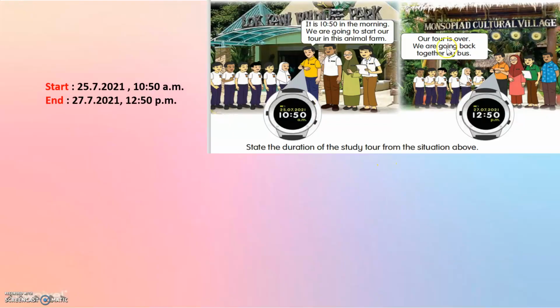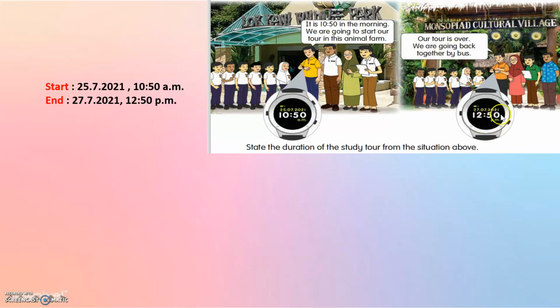Okay, first let's reread the situation here. It is 10:50 in the morning. We are going to start our tour in this animal farm. So, we are going to start the tour at 25th July 2021 at 10:50 a.m. Our tour is over. We are going back together by the bus. Okay, we end the tour at 27 July 2021 at 12:50 p.m.